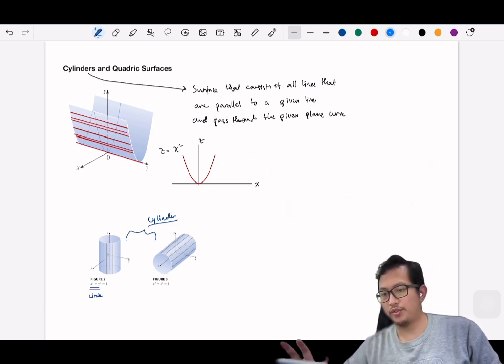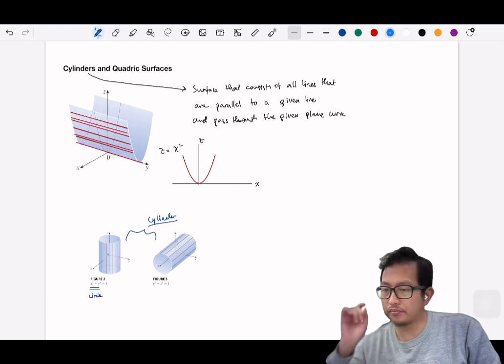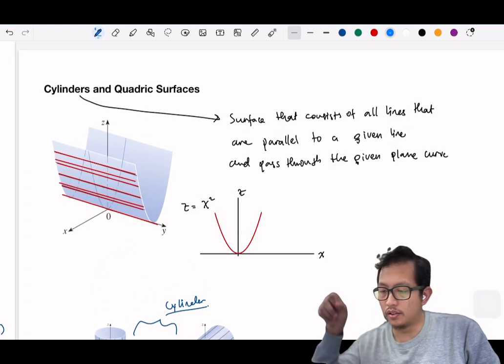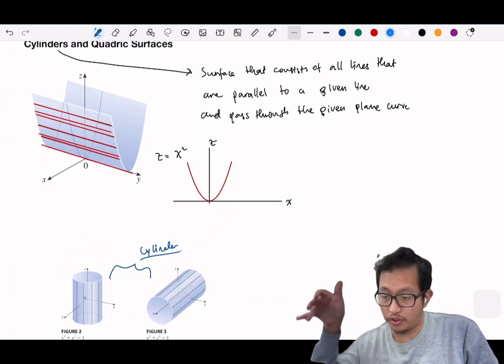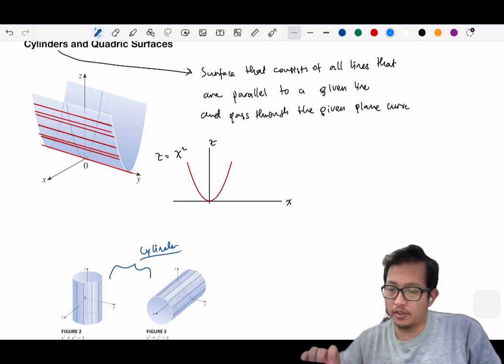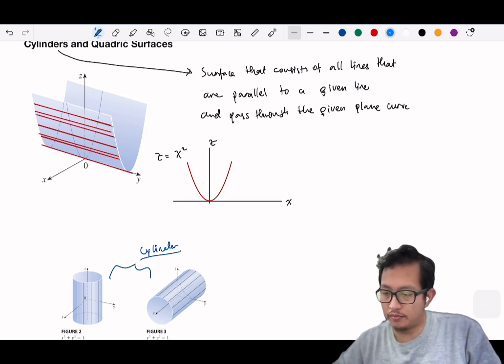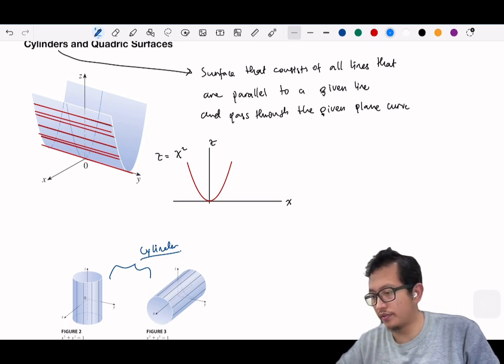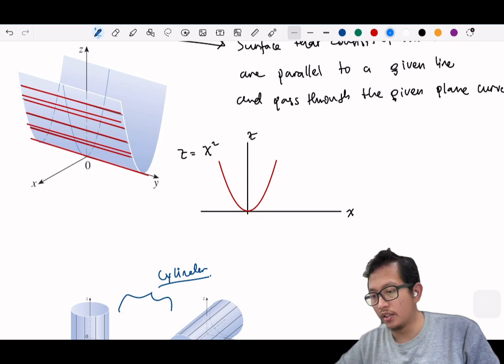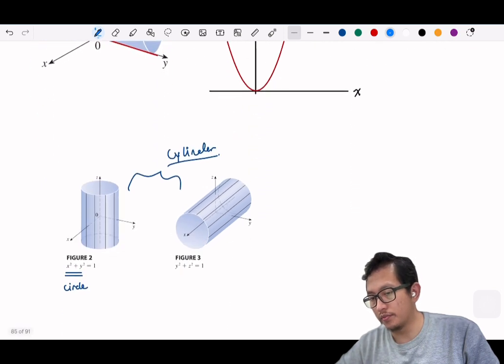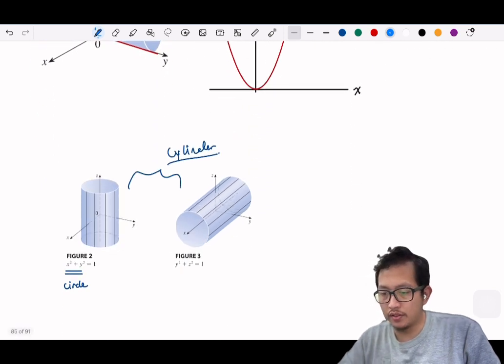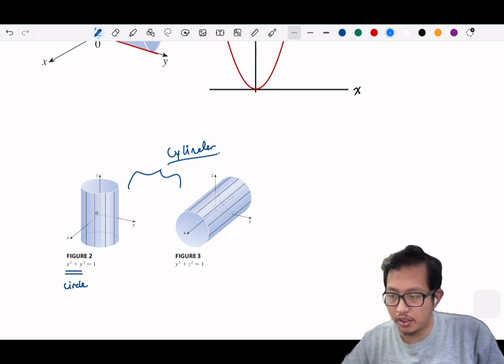Now we are going back to the cylinders and quadric surfaces. Last time I mentioned that all the surfaces that consist of lines that are parallel to a given line and pass through a given plane curve are defined as cylinders. So this is a cylinder example, parabolic cylinders.